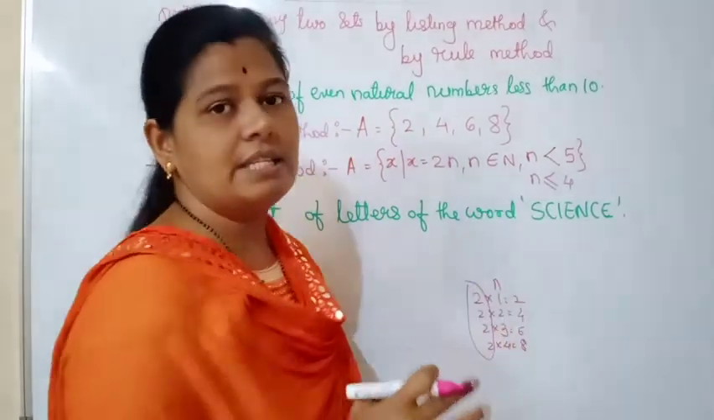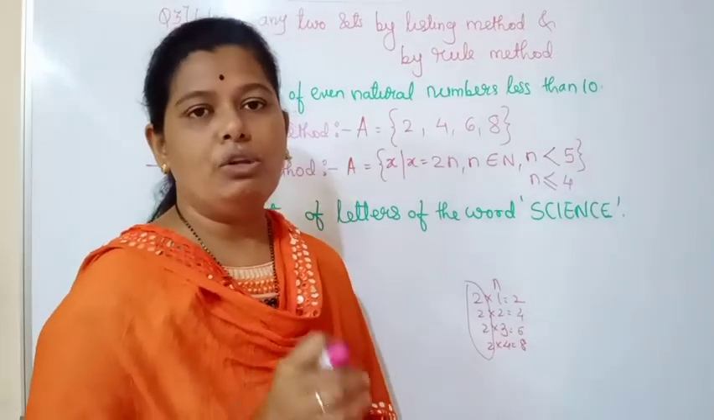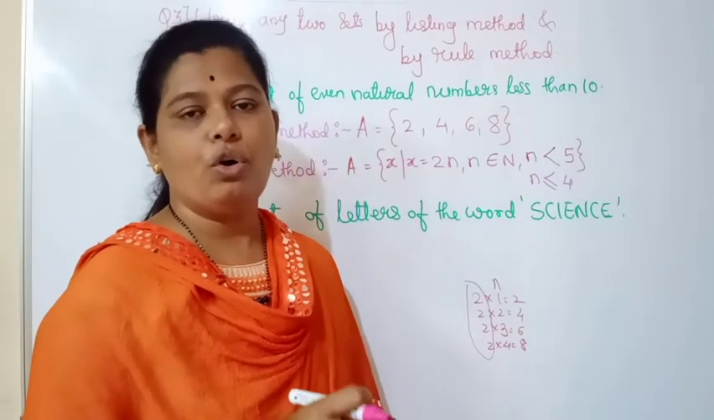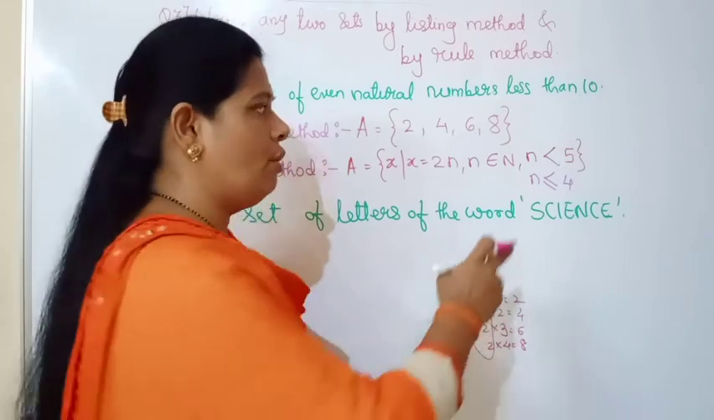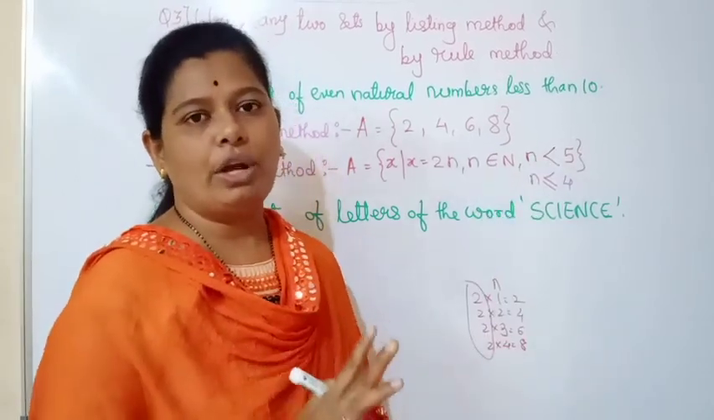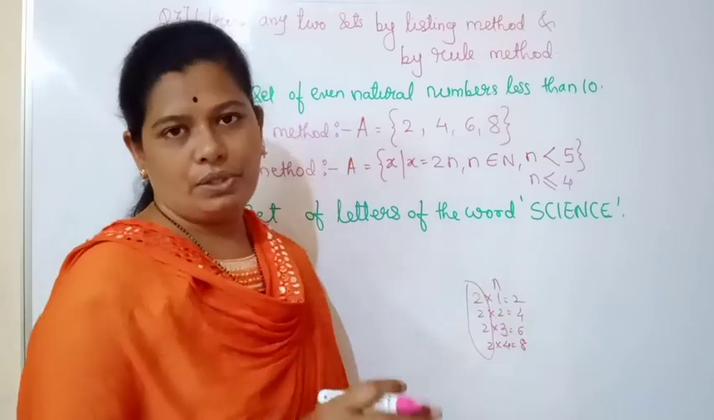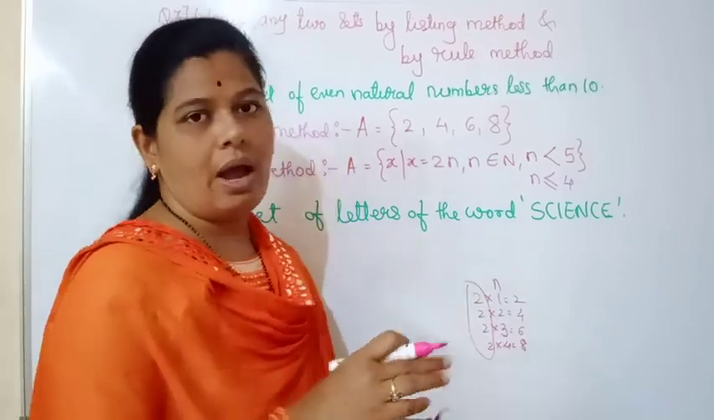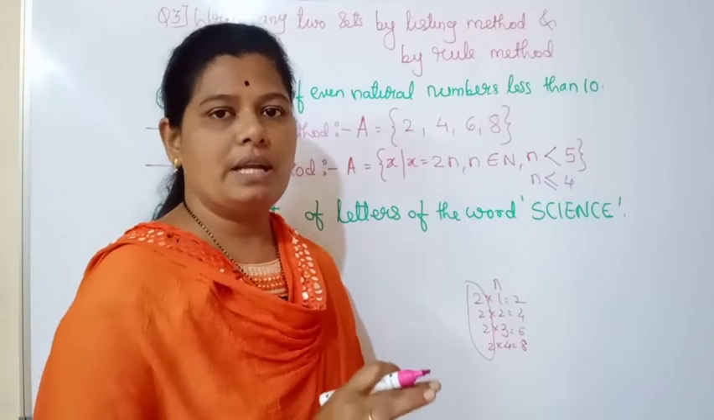This sign means less than or equal to. So the value of n is less than 4 or equal to 4. Or you can write it only as n less than 5. You can use any one method to write the set, either less than, or less than and equal to.